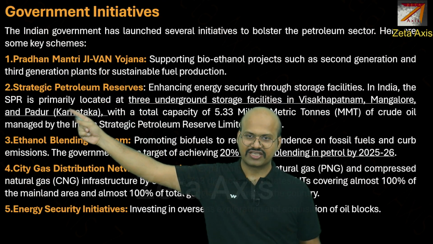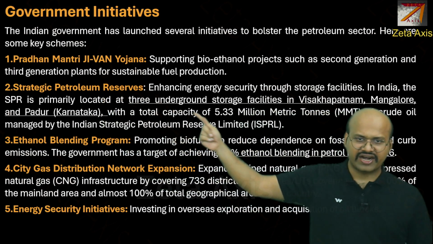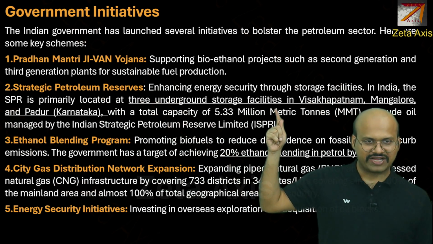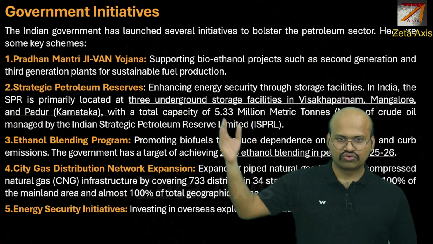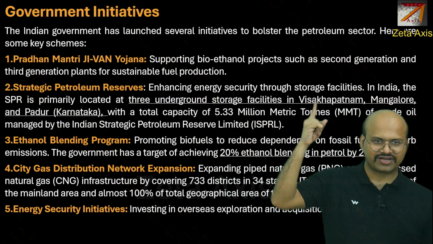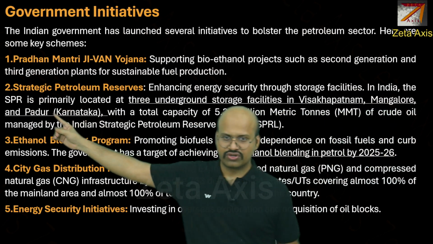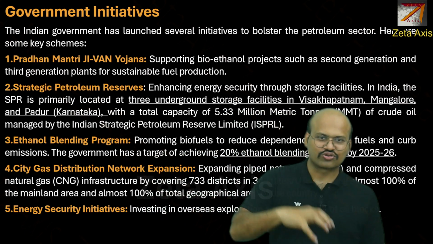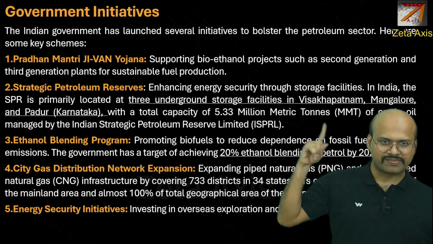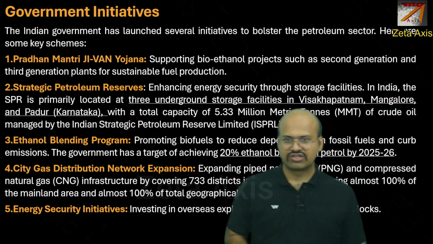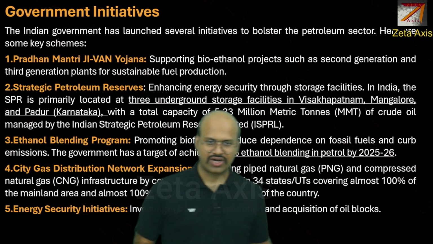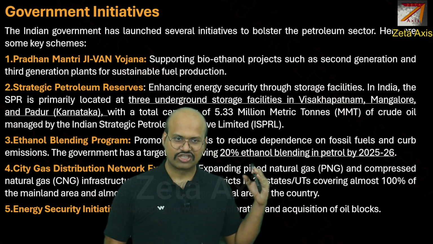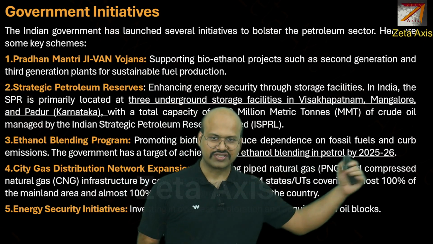Then we have strategic petroleum reserves, in which 3 underground storage facilities are placed in India. So if there is any global shortfall of oil, then we can use those storages. They are located in Visakhapatnam, Mangalore, and Padur in Karnataka. So these are underground storage facilities where this much amount of crude oil is saved. Then we have the ethanol blending program, and remember, under this program we have to achieve 20% ethanol blending in 2025-26.